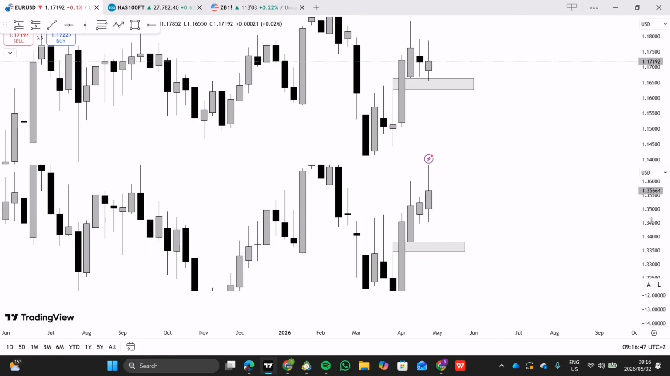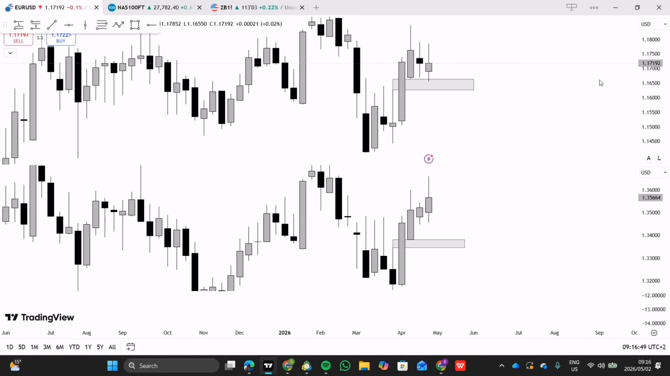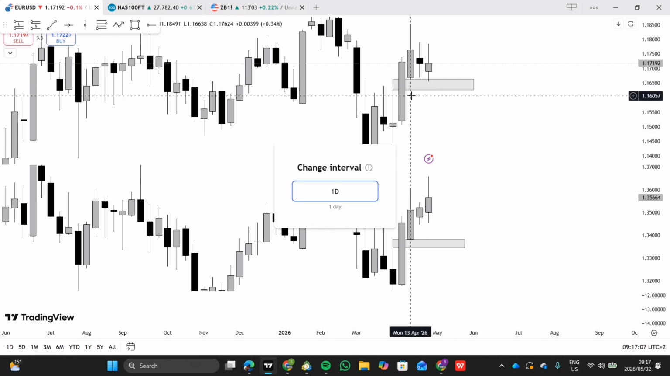I think you can see the difference between these two: on the Euro USD we traded into this fair value gap over here, failing to do so on the GBP USD. So this is a cracking correlation over here. Now let's go to our daily time frame.